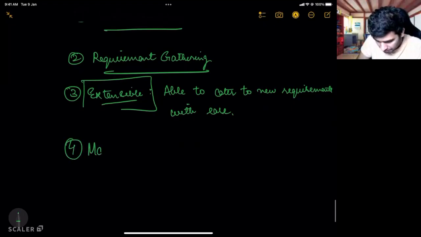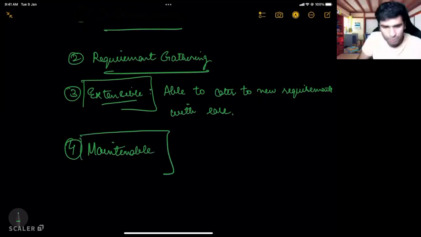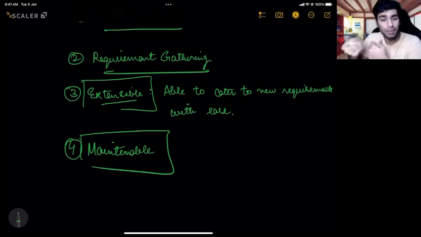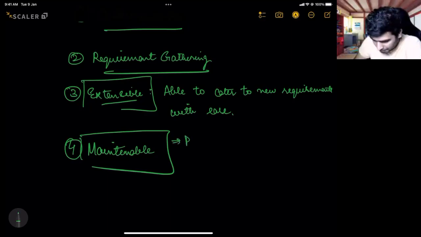What is maintainable? Let us say even if no new requirements come, can it still happen that you are required to change the code? No new requirement, but still you have to change the code. Why might that happen? Performance optimizations. Okay. There might be some bugs.